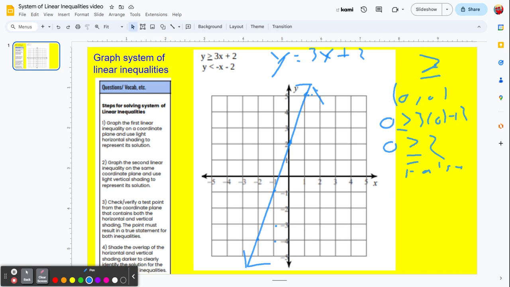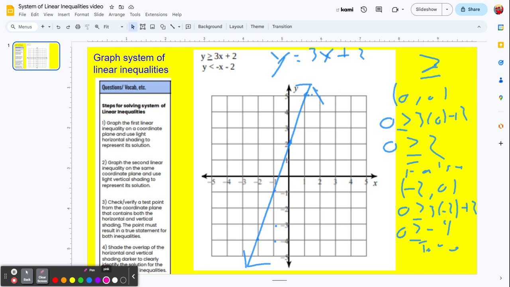All right, so now we're going to test another point on the other side. Let's test negative 2, 0. That's clearly on the left of the line, and it cannot be a point on the line. So we substitute that in. We get 0 is greater than or equal to 3 times negative 2 plus 2. So 0 is greater than or equal to negative 6 plus 2, which is negative 4. And that is true.